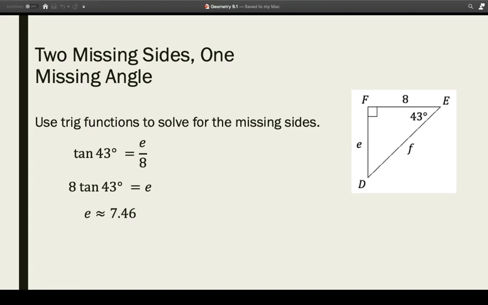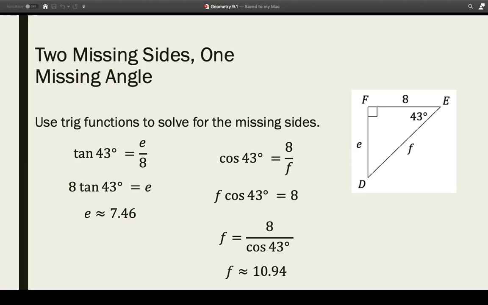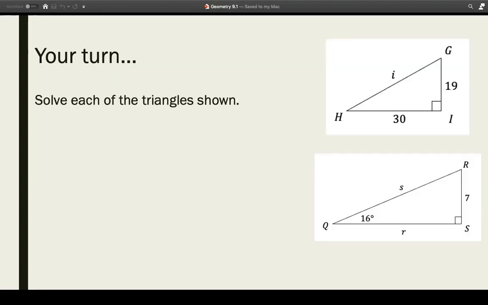We want to do a similar thing for F, still using the 8 and the 43 degrees. In this case, 8 is adjacent, F is hypotenuse. That gives us cosine of 43 equals 8 over F. You get F times cosine of 43, and 8 over cosine of 43 is F, which is going to be approximately 10.94. So we've solved the triangle because we found the 2 missing sides, E and F, and also the missing angle, angle D.